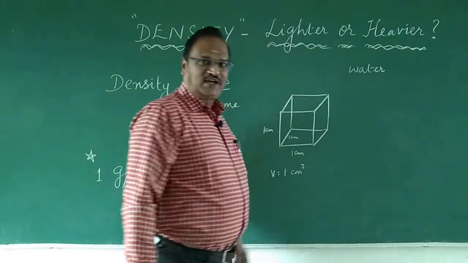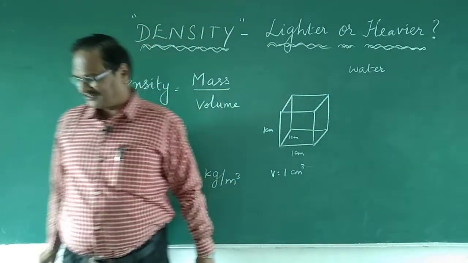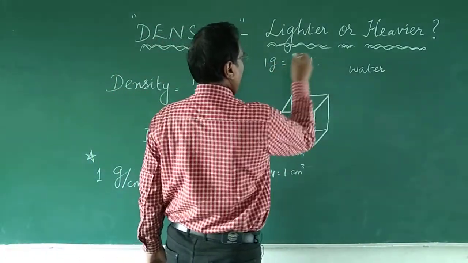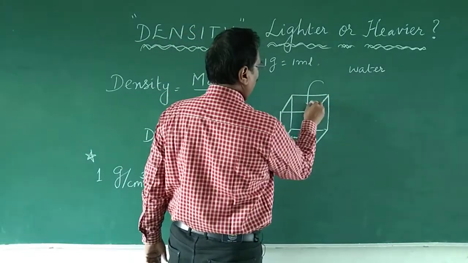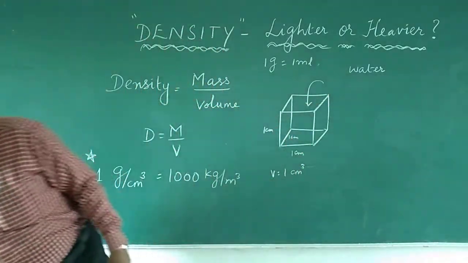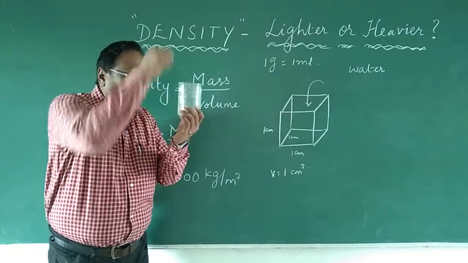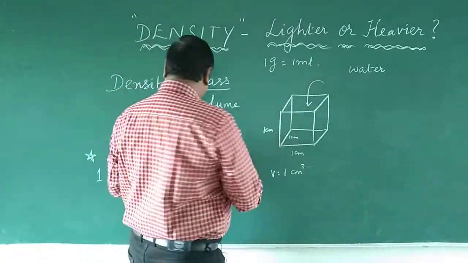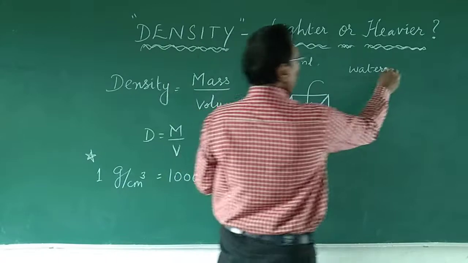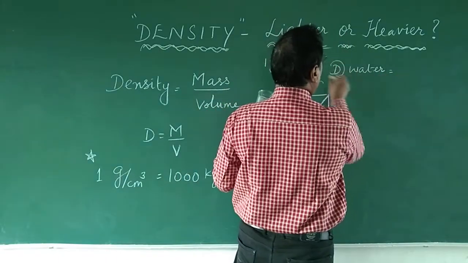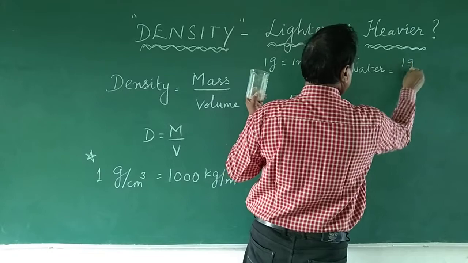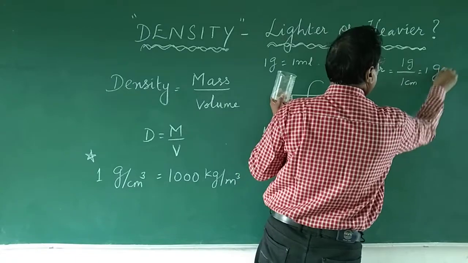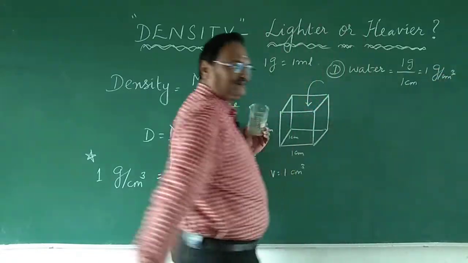Okay, what I am going to do? I take 1 gram of water. You know, 1 gram is equal to 1 ml. I pour this into this cube. It's a small hollow cube. I put 1 ml of water, or 1 gram of water. You know that density is equal to mass upon volume. For water, density will be mass, 1 gram, divided by volume, 1 cubic centimeter. So that is 1 gram per cubic centimeter.